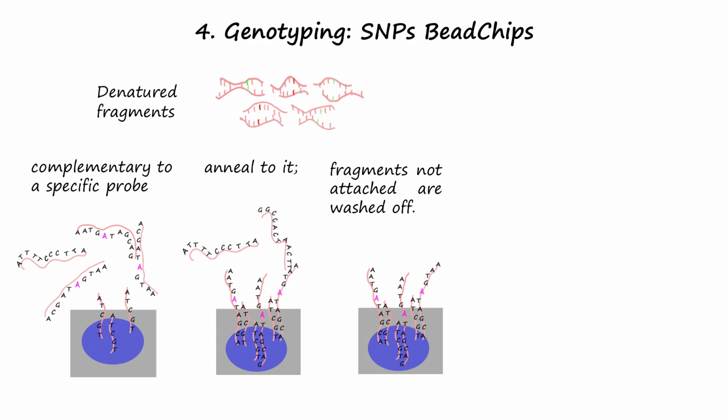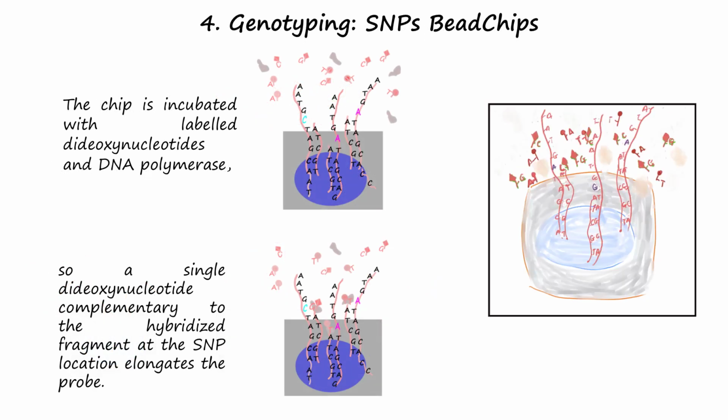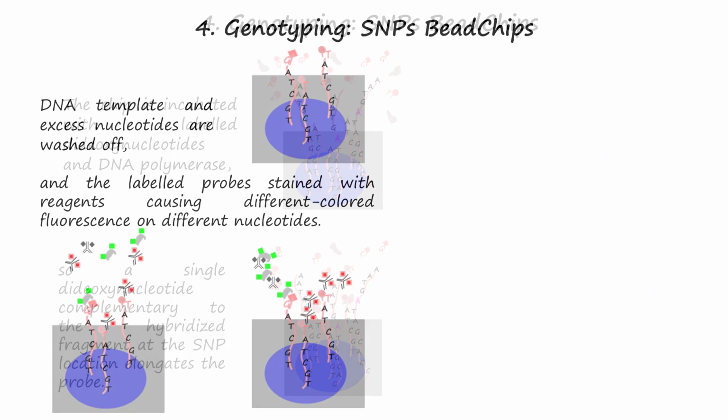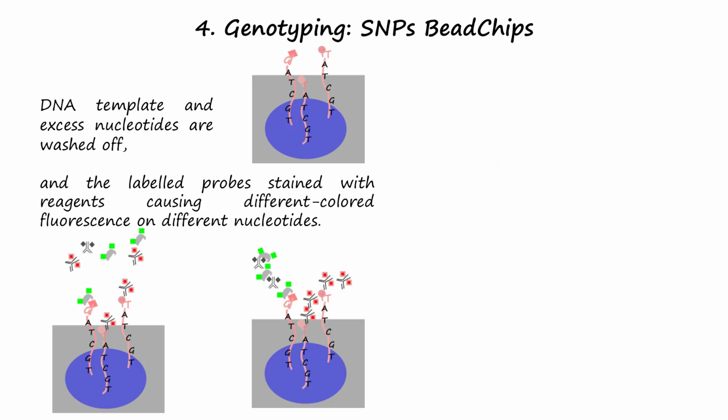Fragments denatured, if complementary to a probe, anneal to it. Fragments not attached are washed off. The chip is next incubated with labeled dideoxynucleotides and DNA polymerase, so a single dideoxynucleotide complementary to the hybridized fragment at the SNP location elongates the probe. Then the DNA template and excess nucleotides are washed off and labeled probes are stained.